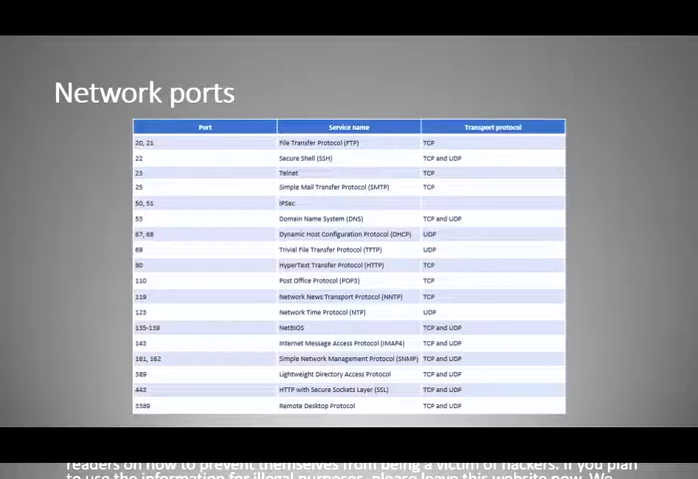Now, network ports are represented using a 16-bit binary number, which we write out in decimal form. So we have 2 to the 16th power, or 65,536 possible values. Just as with an IP address, we start counting from 0, so port numbers range from 0 to 65,535, different ranges of ports that can be used in different ways.